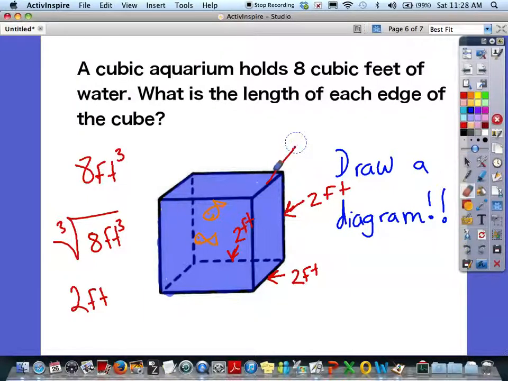So the point is that, ooh, my water just changed color. That's not good. Okay, anyways, I'll have to clean the tank soon. The point is, with problems like this, draw a diagram, take the cube root, or take the square root, whatever it's asking you, and ask the question, does my answer make sense? If it can hold 8 cubic feet of water, what would each edge of the cube need to be? Well, 2, because 2 times 2 times 2 is 8.